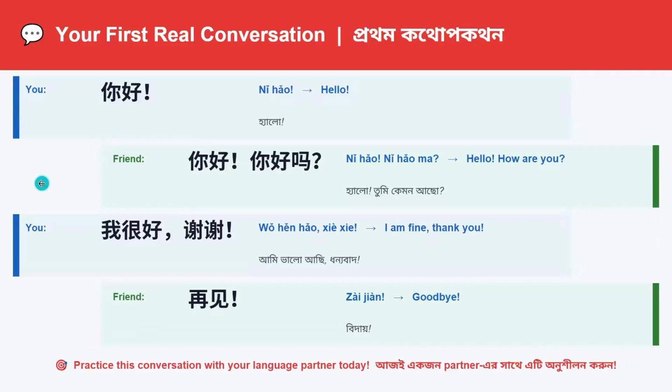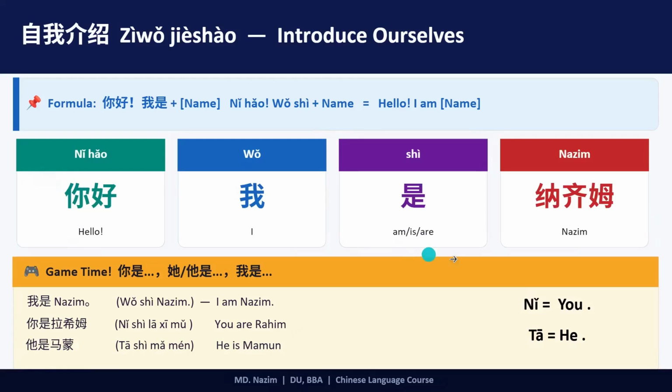Now we will learn how to introduce ourselves. If we meet someone, we say hello, I am Nazim in English, right? But in Chinese we say 你好, that means hello. 我是 Nazim, that means I am Nazim. 我 means I, 是 means am, is, are. When we use I, it will be am. When he or she, it will be is. When they, it will be are. So Chinese is very easy in this respect.